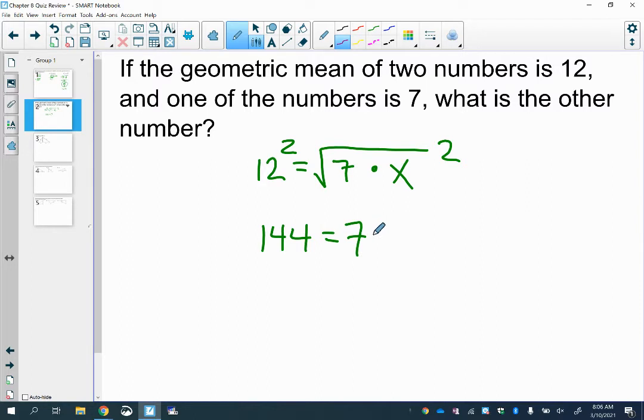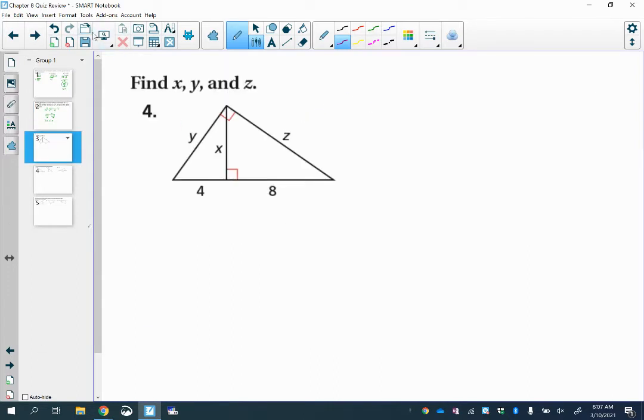And that's going to equal 7 times x, because we just get rid of the radical. That's what the square does. And so then to finish, I'm going to divide by 7. So that's going to give me x equals 20 point something, 20.6. All right, and I'm rounding that. So it's approximately 20.6.